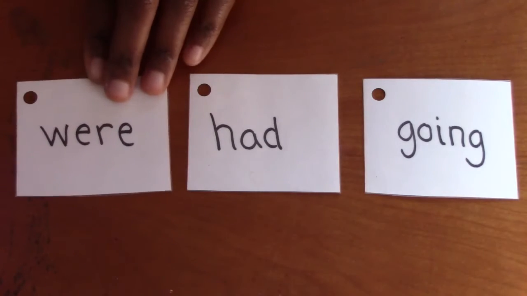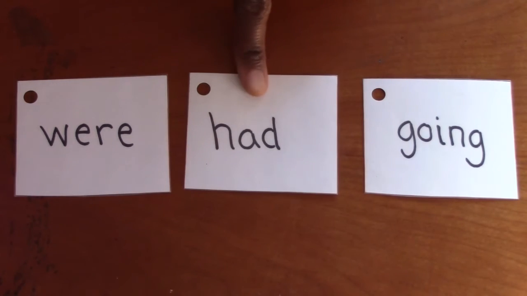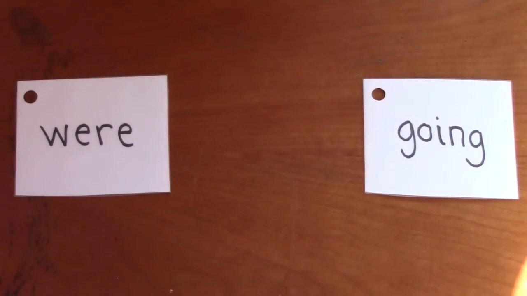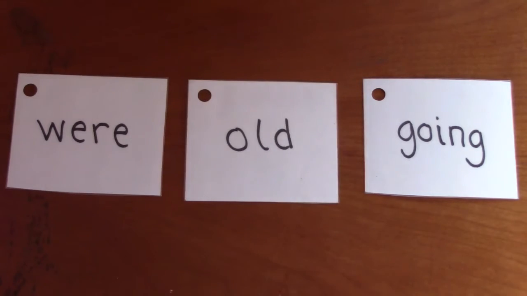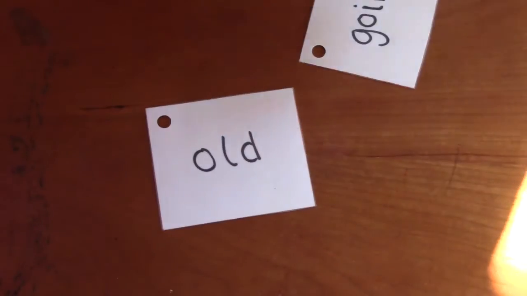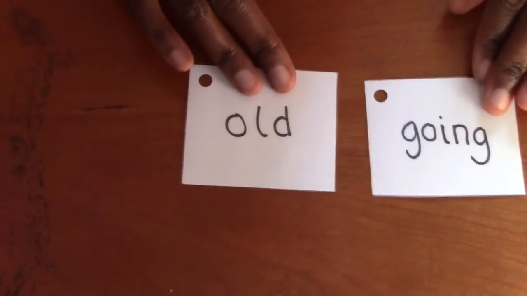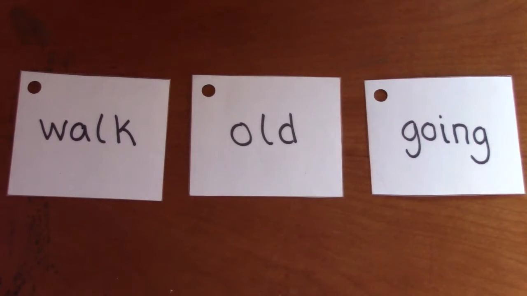Point to the word had. I had to get a piece of candy. Good job. All right, point to the word. Let me give you all the words first. Point to the word were. Right there. Okay. Point to the word going. Where are you going?